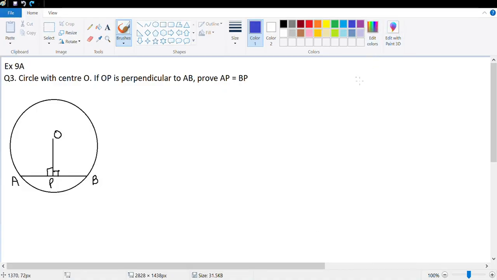Hi guys, let's look at the homework questions of exercise 9a. But before we start, let's quickly revise the 5 tests of congruency.